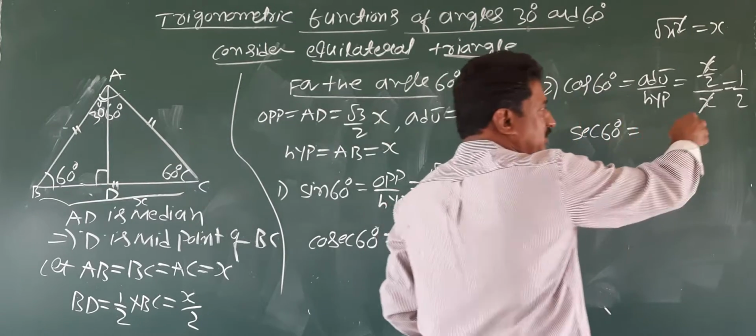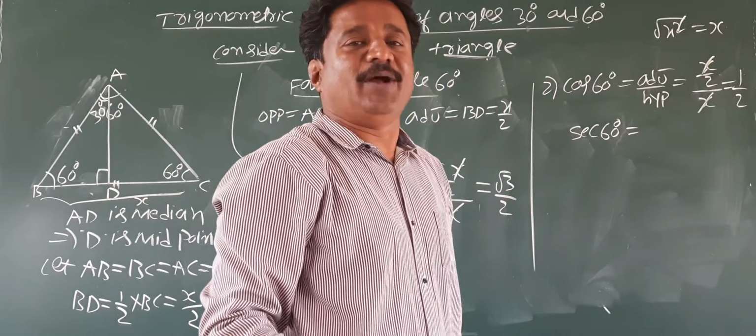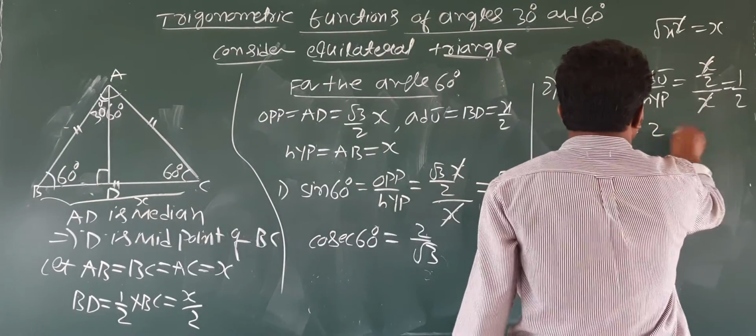So secant 60 is 1 by 2. Reciprocal of 1 by 2 is 2 by 1. 2. I think it is 2.